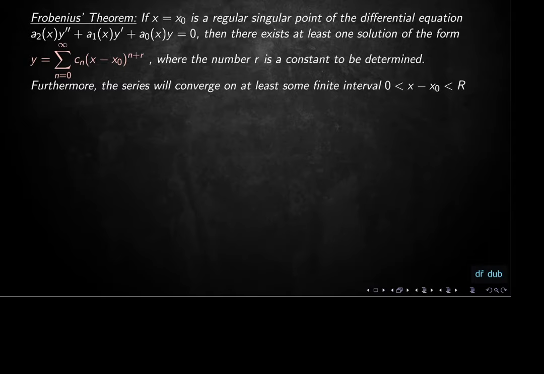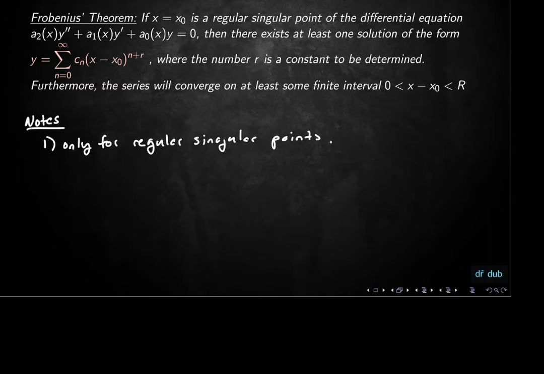The thing to take away here is that this is only for regular singular points. Some notes: number one, it's only for regular singular points. Actually, if it's irregular, there may not even be a solution at all. So if we're trying to find a solution around an irregular singular point, it may not even exist. For a regular singular point, we can guarantee at least one solution of this form.